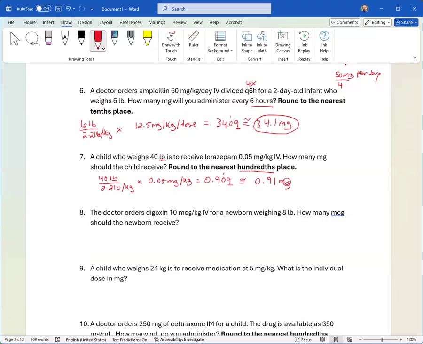Doctor orders digoxin 10 micrograms per kilogram for a newborn weighing 8 pounds. How many micrograms should the newborn receive? So again, we're going to do the same thing. 8 divided by 2.2. This is pounds per kilogram times 10 micrograms per kilogram. So 8 divided by 2.2 times 10. I'm going to get 36.36 repeating. It doesn't say to round to the nearest tenth, but my assumption is we would go ahead and just round to the nearest tenth. So 36.4 micrograms.